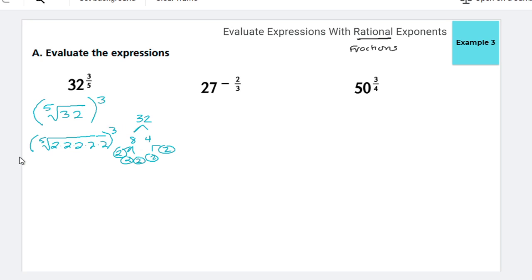Then I'm cubing it. Now this index, I like to think about it kind of as a game of Go Fish. This index is telling you how many of a kind you need to be able to pull that number out of the house. So this is saying I need 5 2's for me to be able to remove a 2 from the radical. And I just so happen to have 5 of them right there. So the fifth root of 32 is just 2. But don't forget we have that cube on the outside. And so 2 cubed is 8.